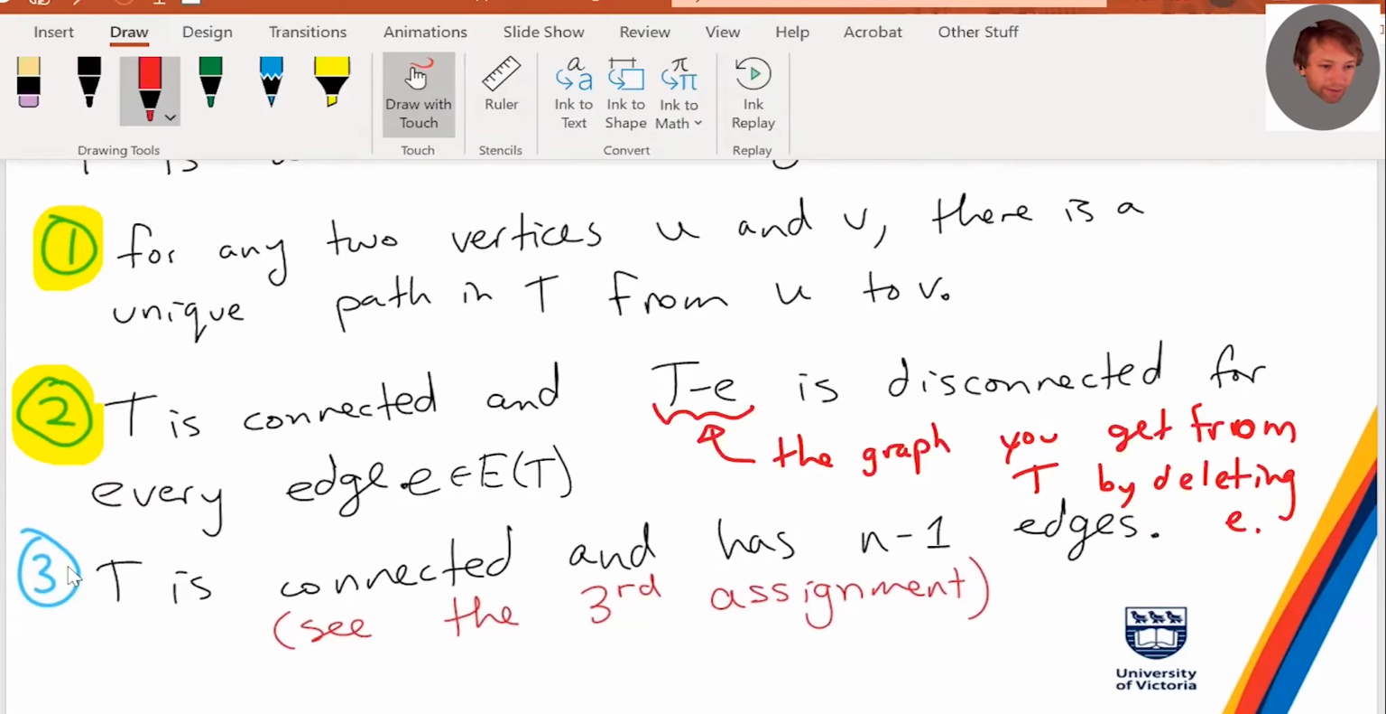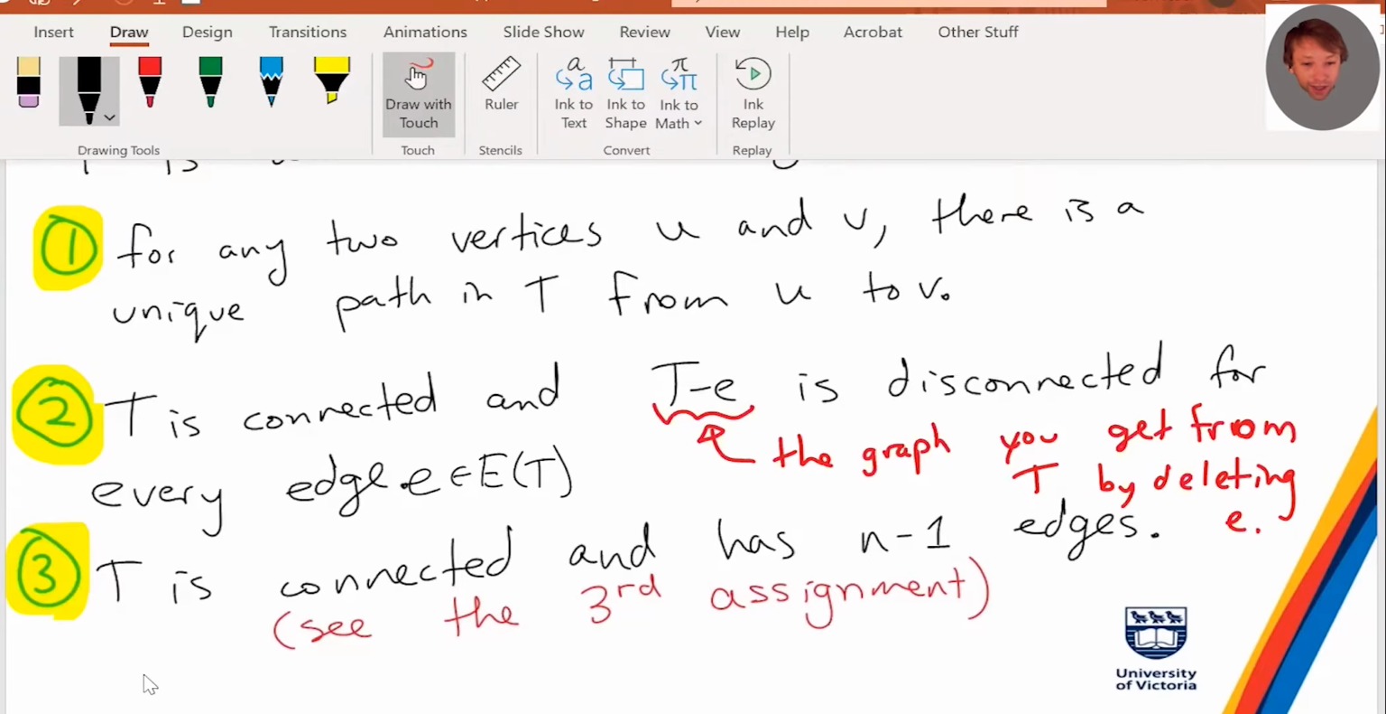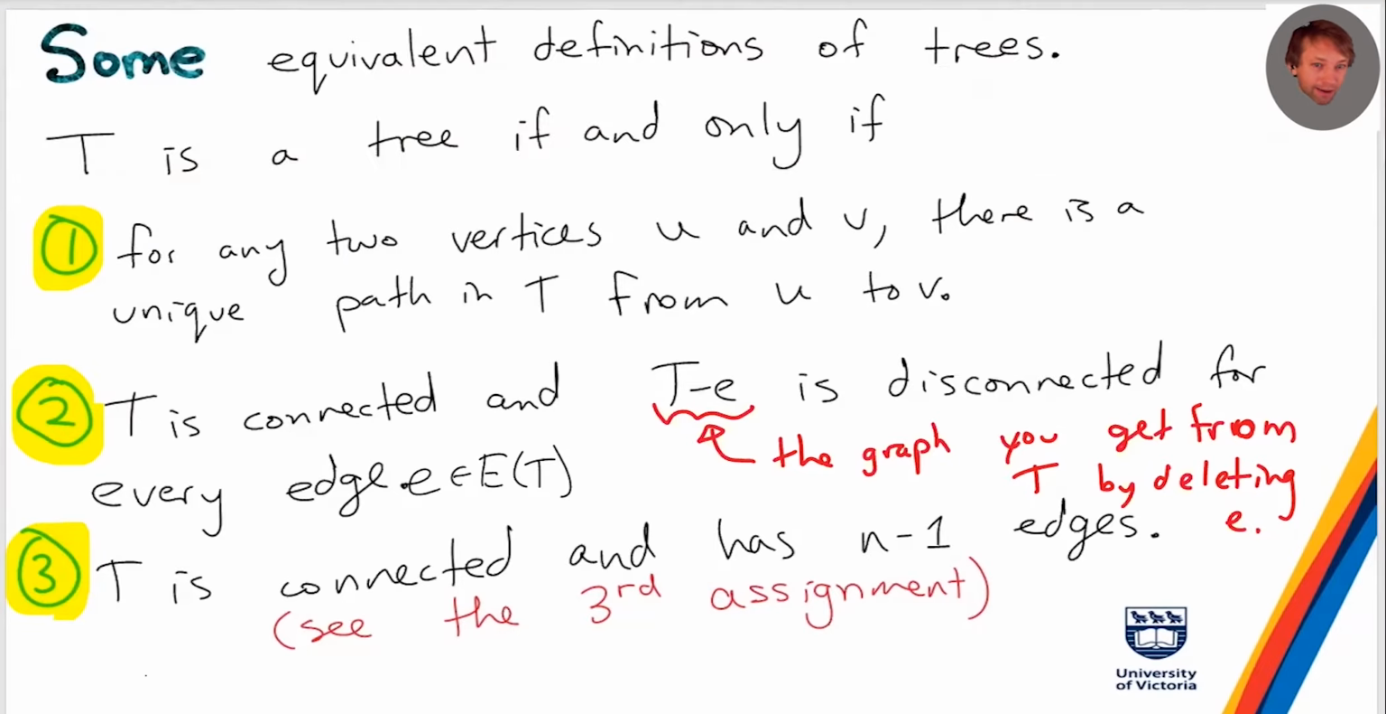And another equivalent definition, which is kind of related to the third assignment, is that a graph T is a tree if and only if it's connected and it has exactly n minus 1 edges, where n is the number of vertices in T. We might not prove all different directions of these equivalences, but you should be aware that all of these things are equivalent to being a tree. So let's prove one of them at least.